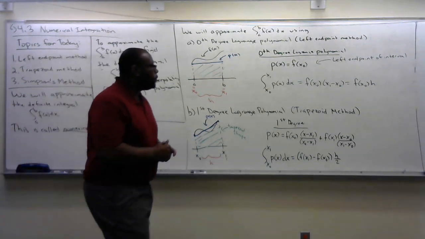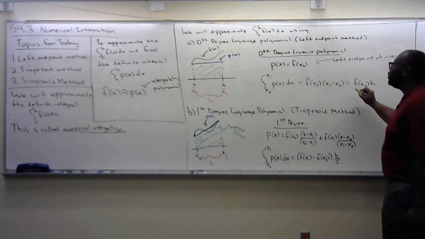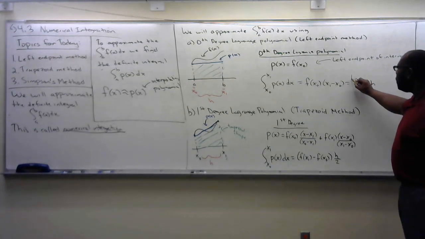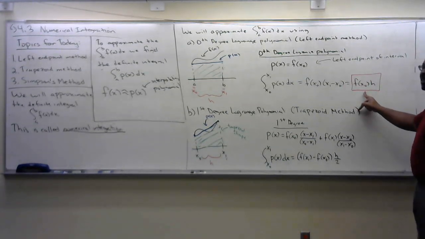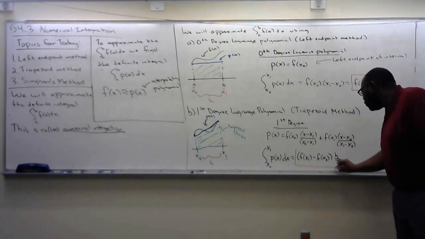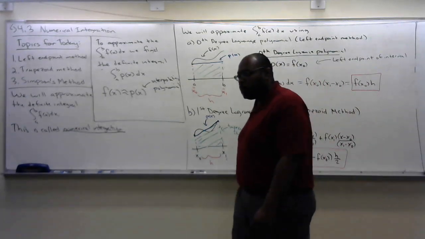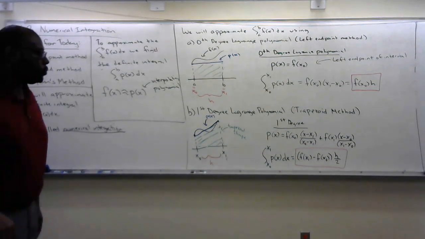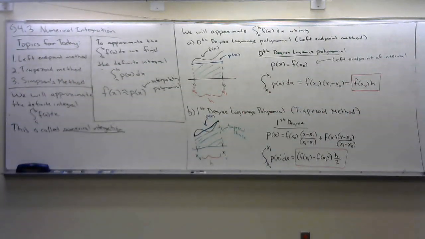So far we have a formula for finding the area using a 0 degree Lagrange polynomial, right? I can approximate the area of my function by f of x naught times h. I can approximate the area underneath my function using a first degree Lagrange polynomial with this formula. And I'm going to be able to approximate the area underneath the curve using a quadratic polynomial. So we need to do a second degree.